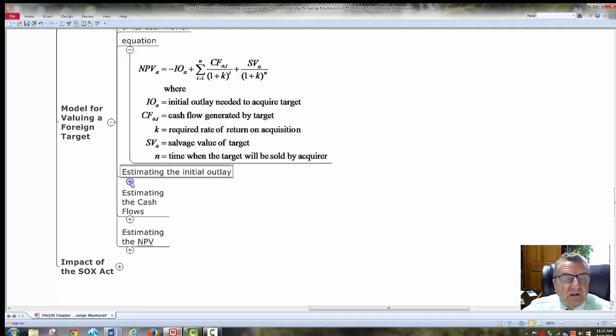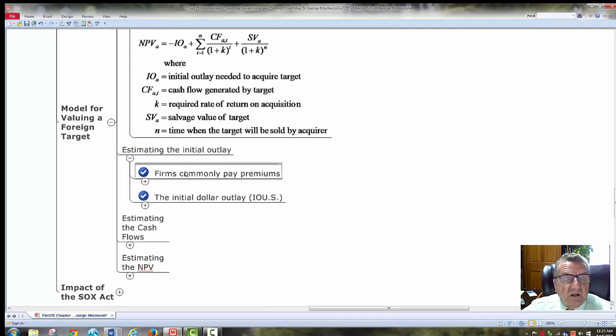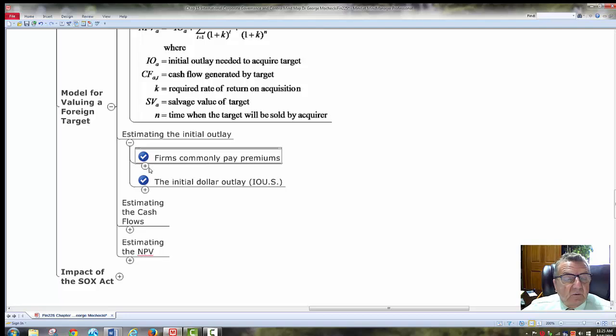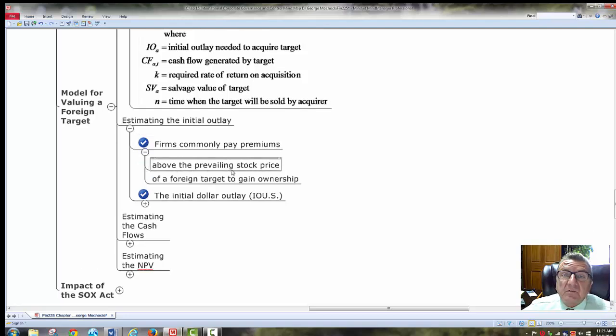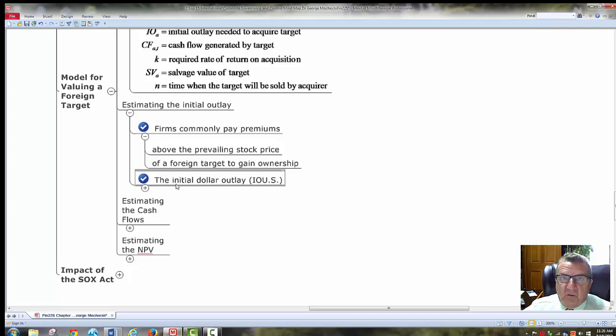Okay, estimating the initial outlay. Again, firms commonly pay premiums above the prevailing stock prices, because I want them to sell the stock, to keep them happy as an investment, a foreign target to gain ownership. So I'm buying them out. I'm going to buy out, now I have the majority. If the management doesn't want it, I go to the board of directors, change them, and they bring in another management. Everyone wants their job.